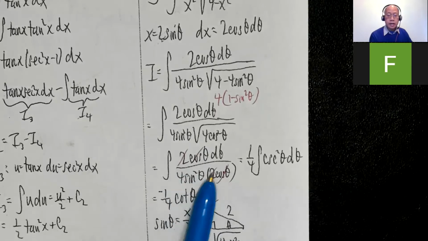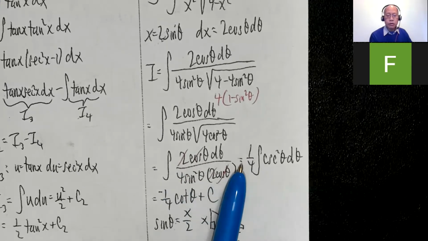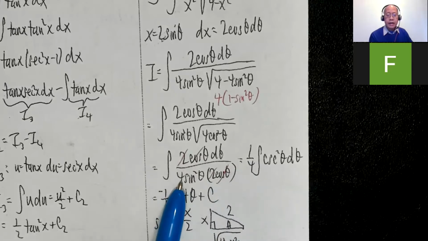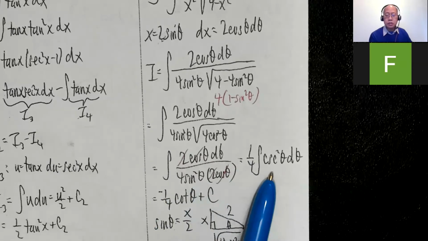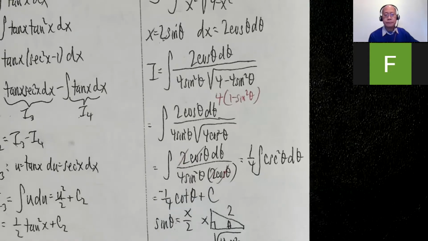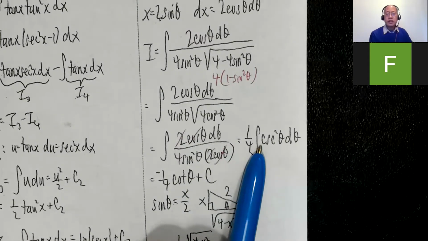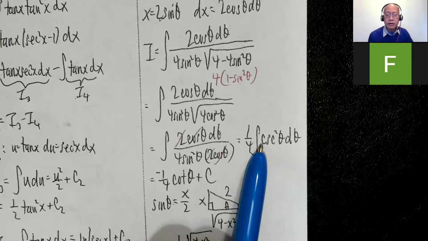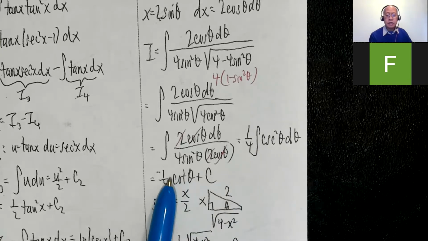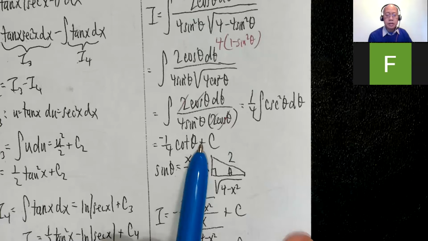And 2 cosine theta cancels that. I got a 4 in the bottom, take it out as 1/4. And I have a sine squared in the bottom, which means cosecant squared on top. The reciprocal of the sine is a cosecant. Okay, and what's the integral of cosecant squared? Negative cotangent. So I have negative 1/4 cotangent theta plus c.